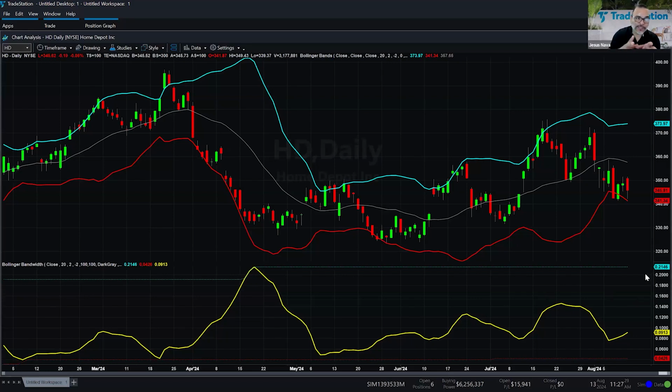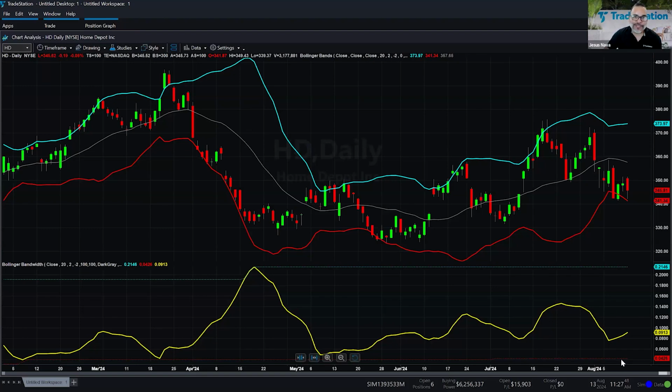So at a certain point in the history of Home Depot, the distance between the upper band and the lower band was 21% of its price. You can see how we can see that distance right here. There is a big bulge right here between the moving averages. I'm sorry, the bands of the Bollinger.